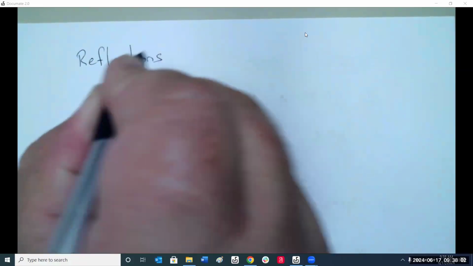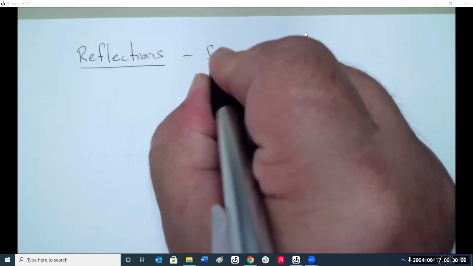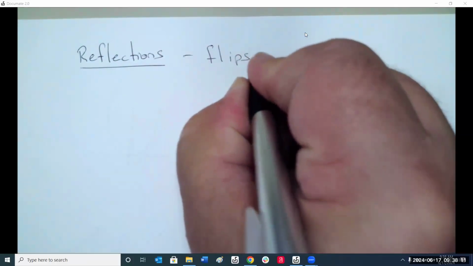All right. So those are horizontal and vertical shifts. The next transformation we talk about are called reflections. Reflections are flips.